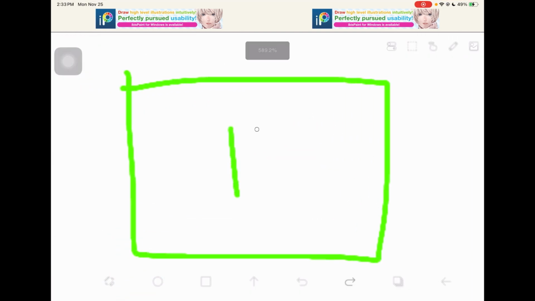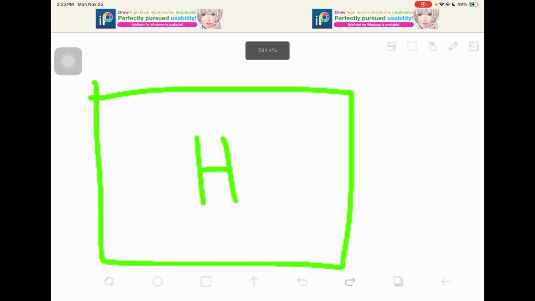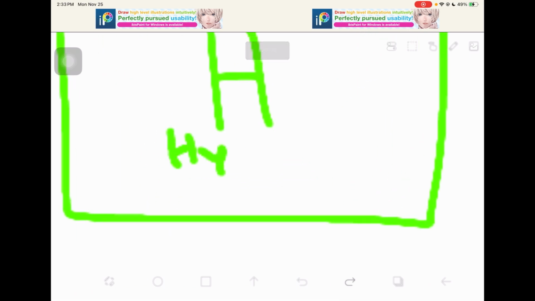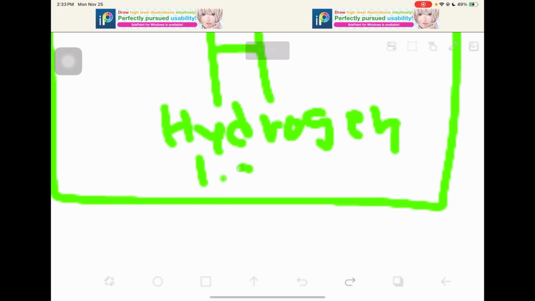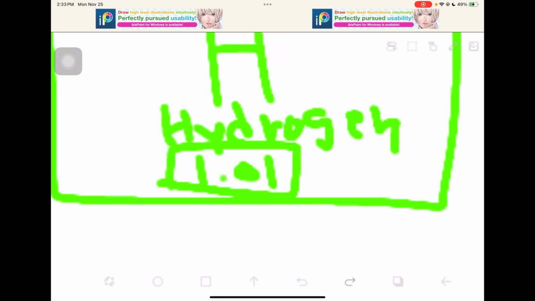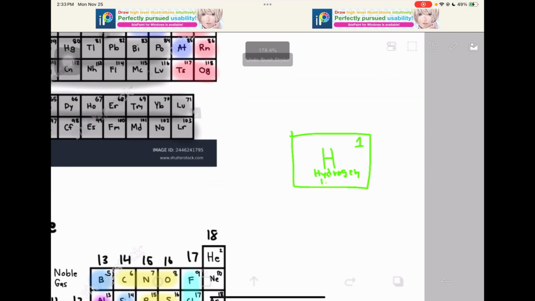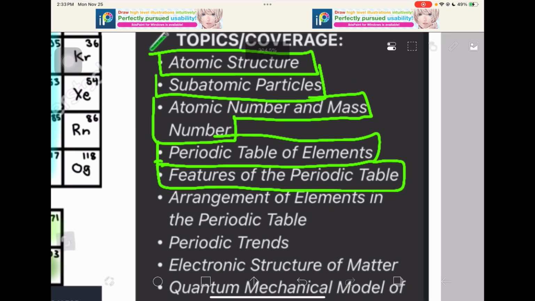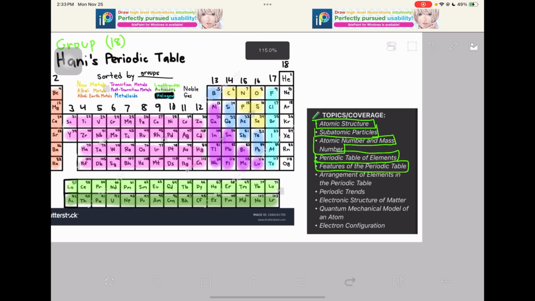you'll have a symbol. So hydrogen, and then this is your atomic number. This would be the name of the element, and this would be the mass number, this one. So yeah, that's how everything is composed. And that's really it for those two topics. So I'm gonna get to the history of the periodic table.